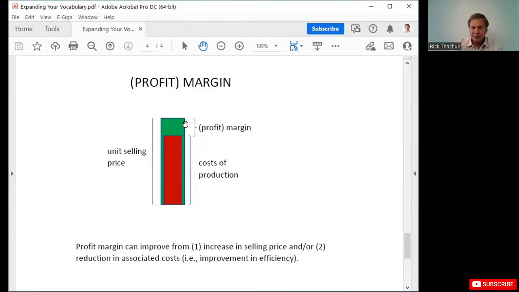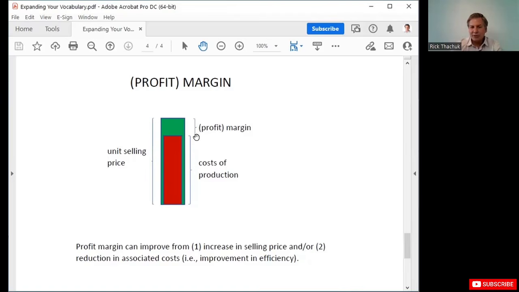So this little bit here, in excess of the production cost, is referred to as the profit margin, or sometimes just the margin. Obviously, this must be positive. If this is negative, so if the cost exceeds the selling price, then you're losing money, and no one will do that. You won't stay in business for very long.